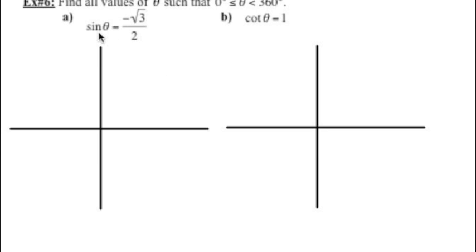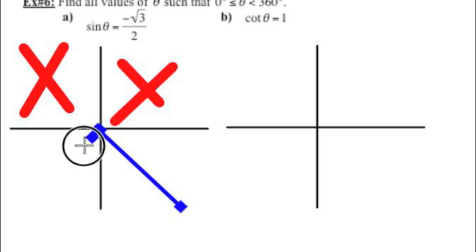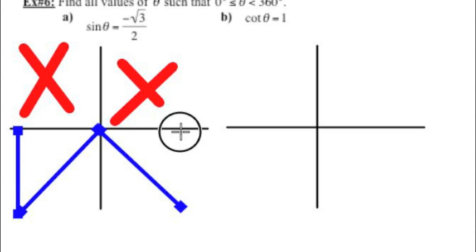So let's think here. When is sine theta negative root 3 over 2? Well, the first thing we know, you cannot have an answer in quadrant 1, nor can you have an answer in quadrant 2, because quadrant 1 and 2 are both positive signs, and we want a negative sign. So therefore, our triangles have to be in quadrant 4 or in quadrant 3. So these are our two places that we're going to look for answers here.